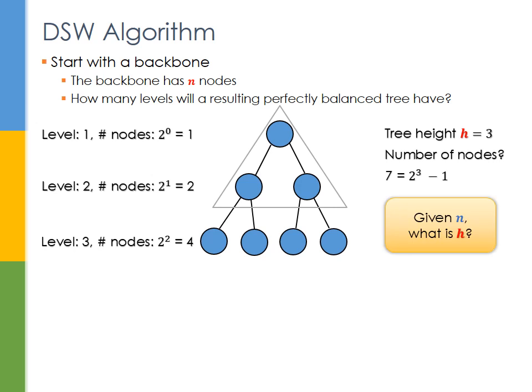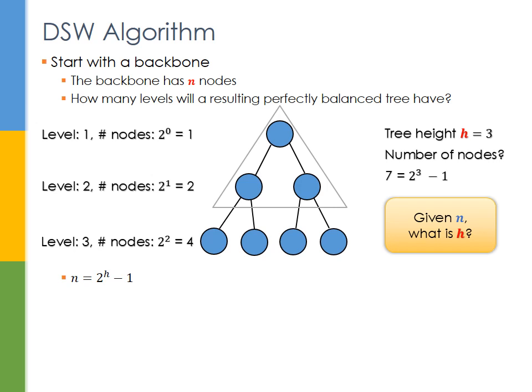Alright, so what we have now computed is the number of nodes n given the height of the tree h. But what we really want is to calculate the height of the tree h, in other words, the number of levels in the tree given a particular number of nodes, which we know up front because we know how many nodes are in the backbone.